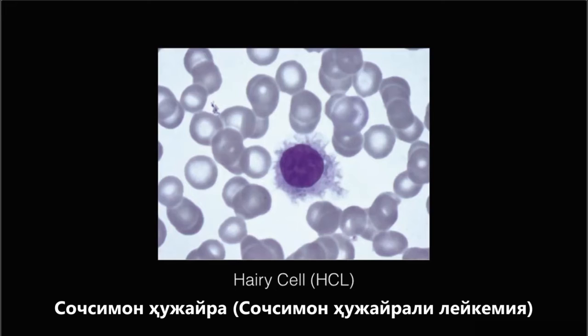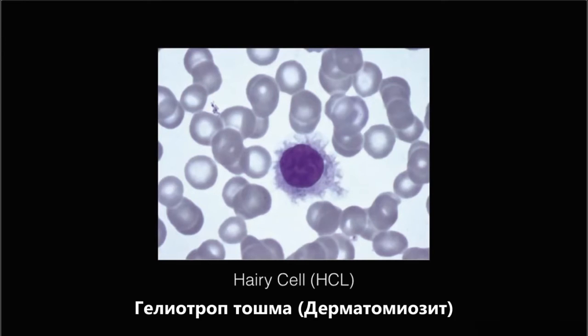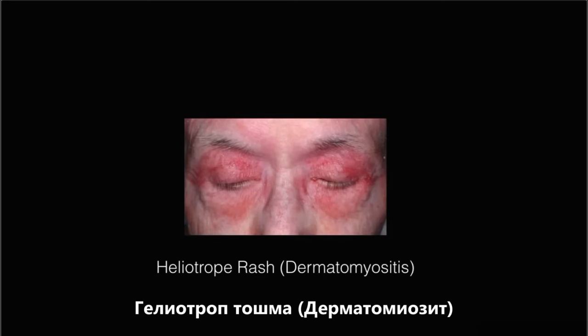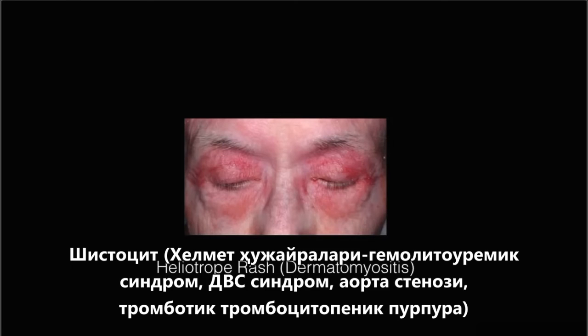As you can see, the cell has these hair-like projections coming off, so if you had to take a guess on your exam, you might even get lucky guessing that this is a hairy cell, because it literally looks like the cell has hair. Here we see a heliotropic rash, classic of dermatomyositis. High yield to keep in mind with dermatomyositis is that patients with this disease have an increased risk of either developing a malignancy or they already have an underlying malignancy.